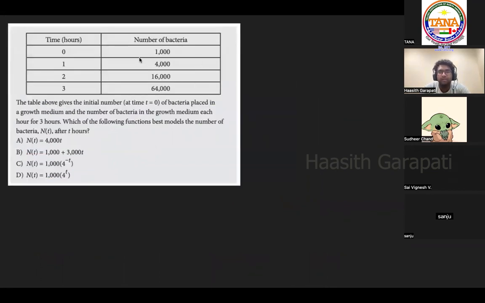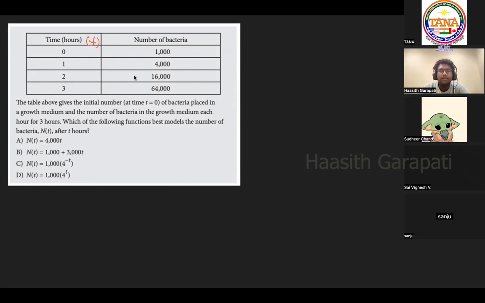So this is another question where they give you a table and they give you data and they ask you to make a function, a model, off of that. So, okay, let's see. The table above gives the initial number of bacteria placed in a growth medium, and then over time it shows how much bacteria is there. So which of the following functions best models the number of bacteria after T hours? So this up here is T, right?